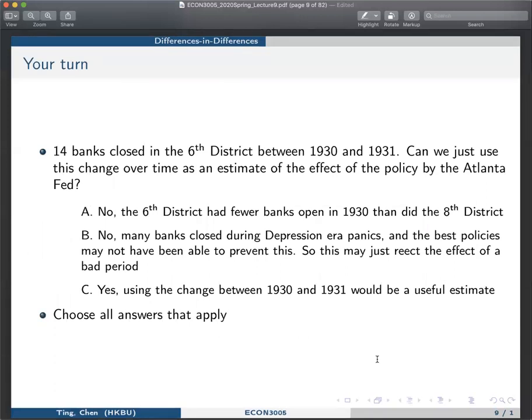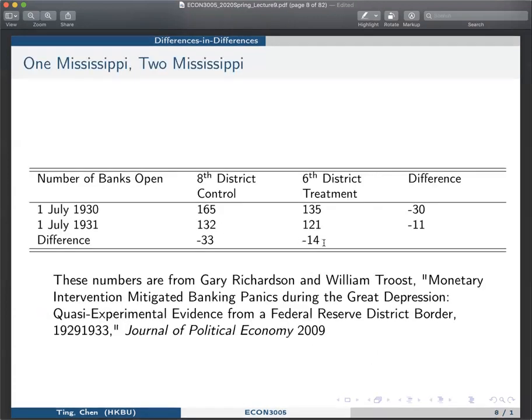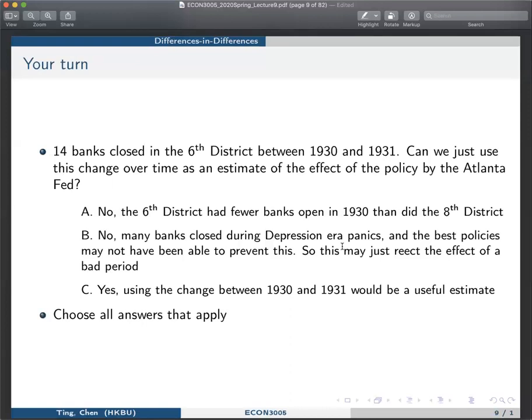Okay, let me ask you a question, your turn. So actually 40 banks closed in the 6 districts between 1930 and 1931. Can we just use this change over time as an estimate of the effects of policy by the Atlanta Fed? That's this one. Meaning that we only look at the treatment group. Is that okay?